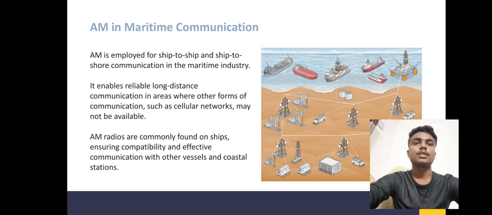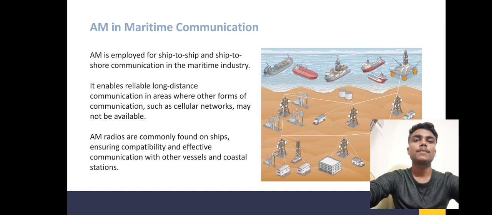Amplitude modulation in maritime communication. Amplitude modulation is employed for ship-to-ship and ship-to-shore communication in the maritime industry. It enables reliable long-distance communication in areas where other forms of communication, such as cellular networks, may not be available. Amplitude modulation radios are commonly found on ships, ensuring compatibility and efficient communication with other vessels and coastal stations.